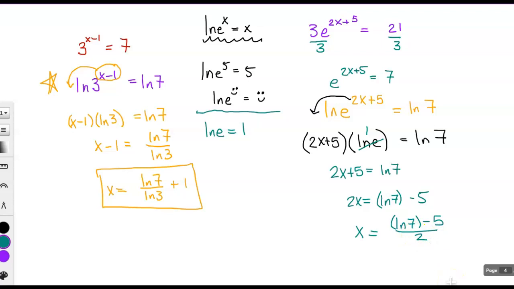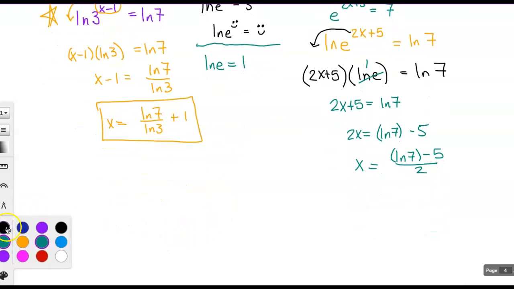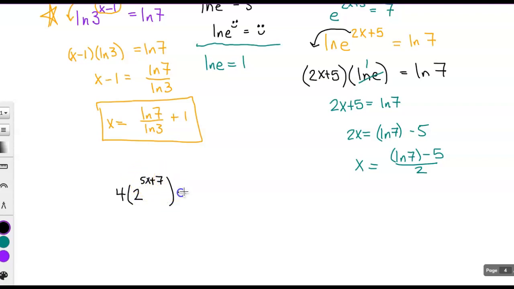Okay? That should take care of the different types of exponentials. Maybe if you have something like this, like if she goes completely bananas and is like, okay, 4 times 2 to the, I don't know, 5x plus 7 minus 9 equals 11. Let's just say she just throws everything at you. You still want to isolate the base. Always isolate the base. So that means you undo everything that's being done to this base.